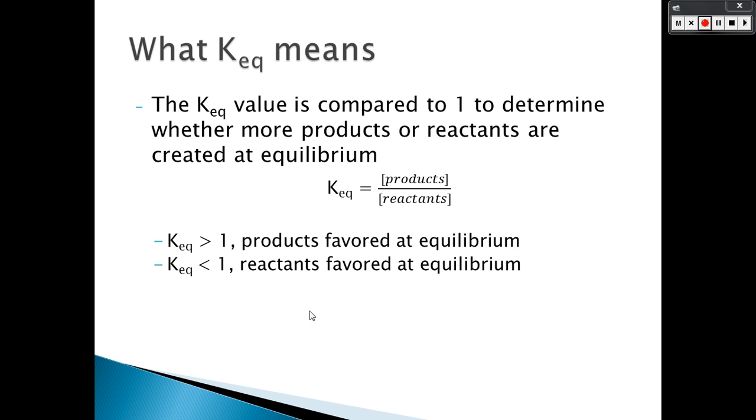Similarly, if Keq is less than 1, that means that is a reactants favored equation at equilibrium, because then this number's got to be really high to get a number less than 1, and this number's got to be lower. So more reactants than products to give you a decimal number.